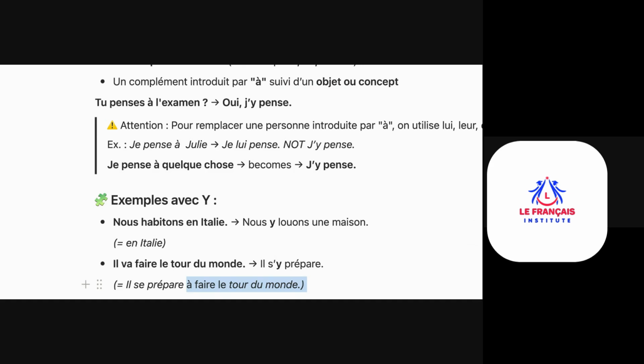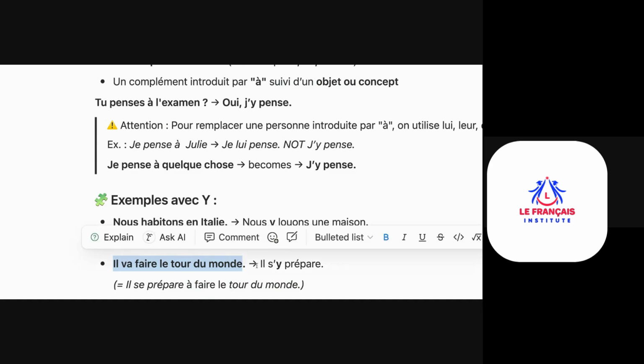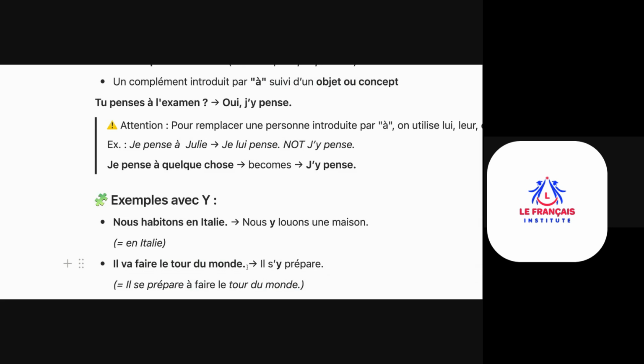Correct. So can we simply say that he will do the world tour? He is preparing himself for it. I mean, he's preparing is what we can say. So he's preparing himself for it instead of saying he's preparing himself to do the world tour, because we have already introduced the concept of le tour du monde here. We've already introduced the concept of doing a world tour. So do we again need to talk about doing the world tour?